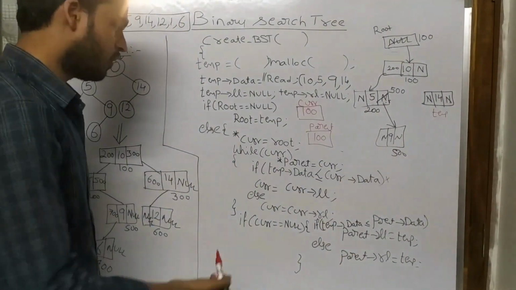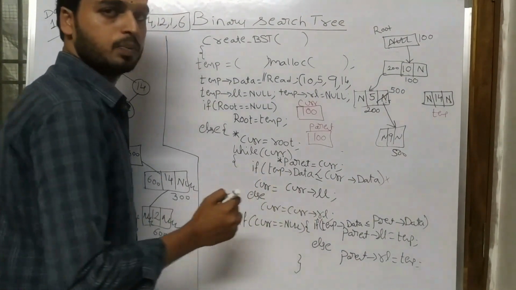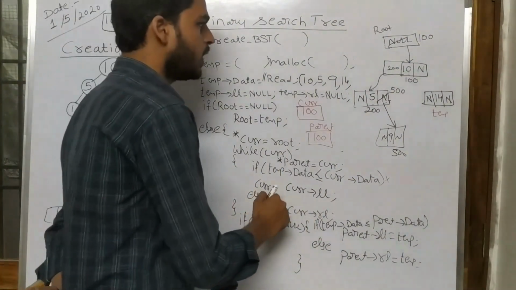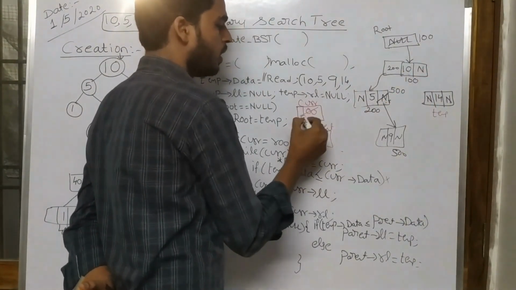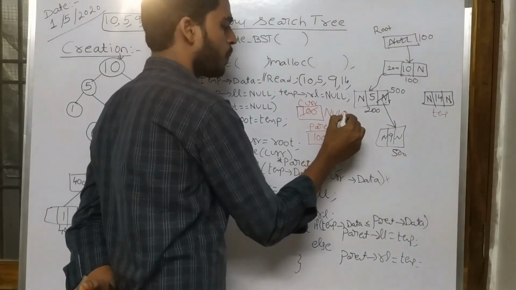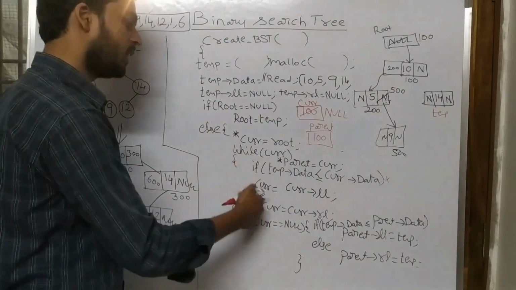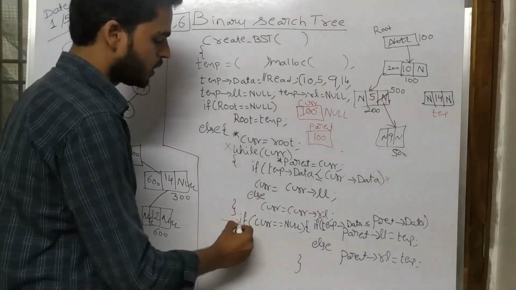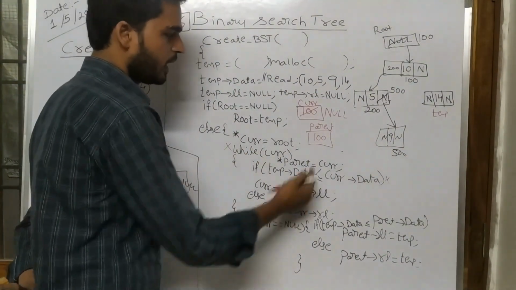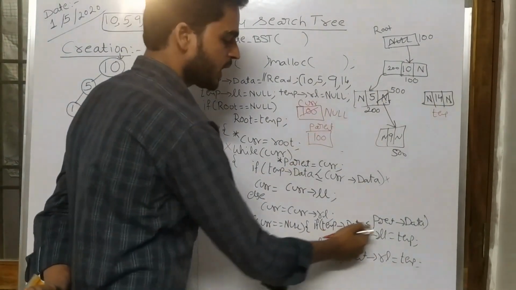When this condition fails, you need to execute this one, that is current equal to current's right link. What is current's right link? Current is 100. 100's right link is null. So while current is null, this entire thing fails. When this entire thing fails, it is going to execute this statement: if current equal to null, then it is going to execute this statement once again.